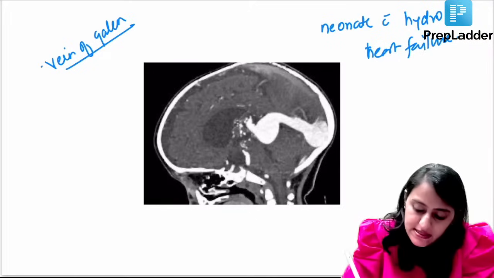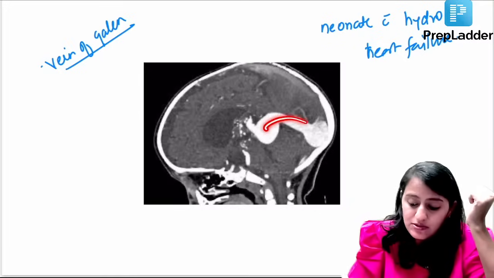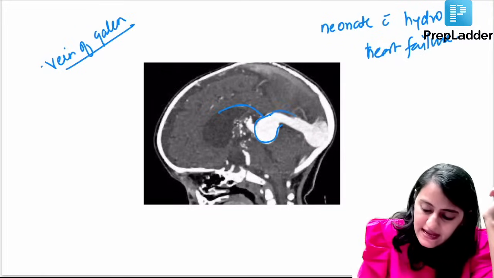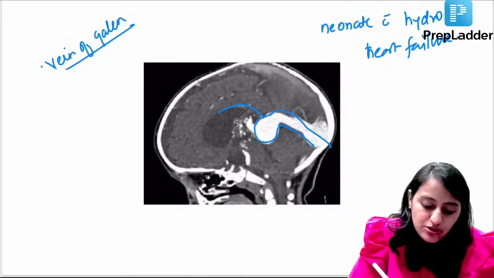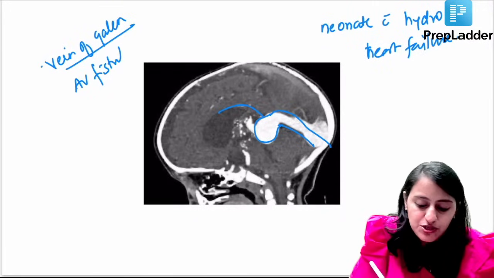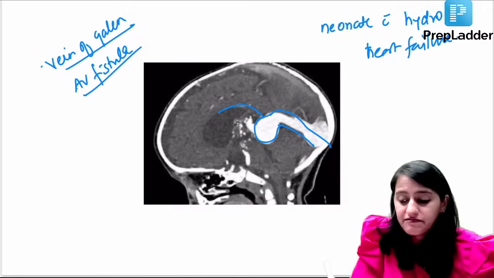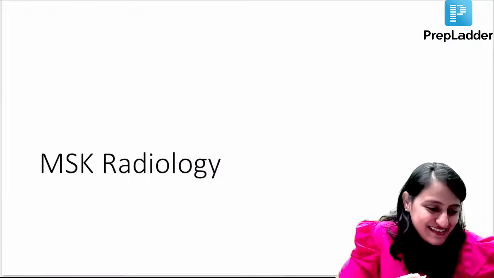You would see this vein of Galen precursor, which is draining into the straight sinus, classically below the corpus callosum, the dilated vessel draining into the straight sinus in the sagittal image. So this is again an AV fistula. Because of the AV fistula, there is high output cardiac failure and there is hydrocephalus. Okay, that's going to be classical there.